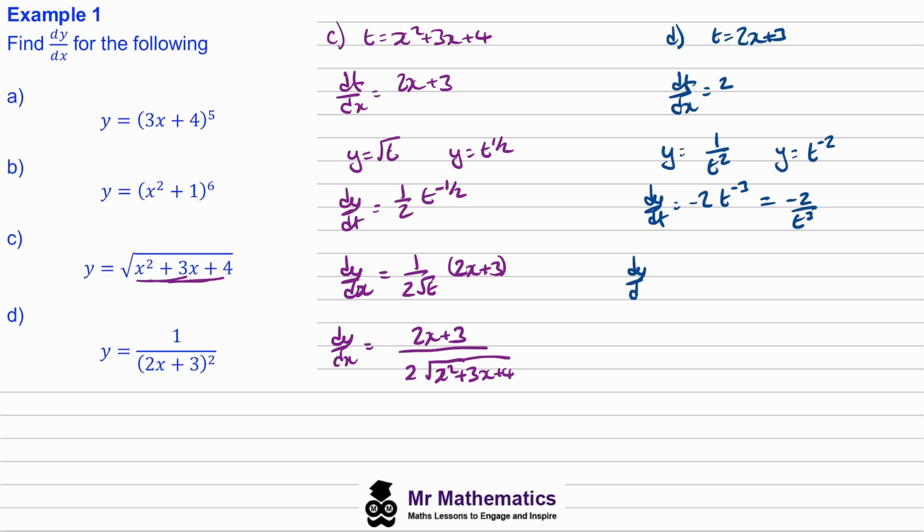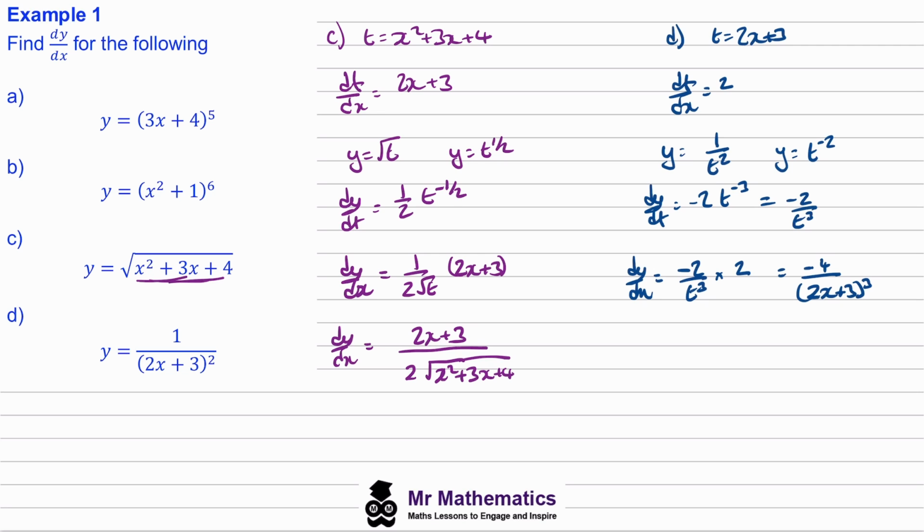So dy by dx will be dy by dt multiplied by dt by dx. So we'll get negative 4 over 2x plus 3, cubed.